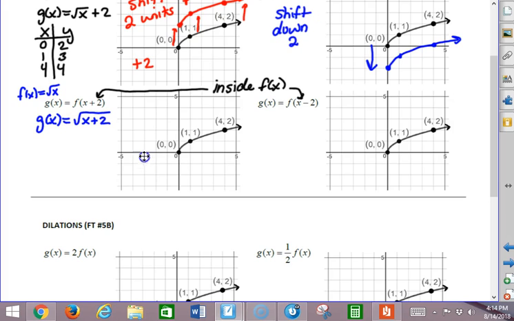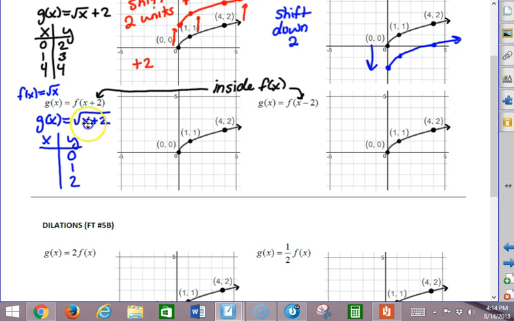Now, my key points for x are 0, 1, and 4. But if I put 0 in here, I'm going to get the square root of 2, which is not a nice number to graph. If I put 1 in here, I'll get the square root of 3, and if I put 4 in here, I'll get the square root of 6. So when I realize that the x value is going to be changing, what I really want to do is think maybe about my y values first. I want to get nice y values. I want to get my y values that are 0, 1, and 2.